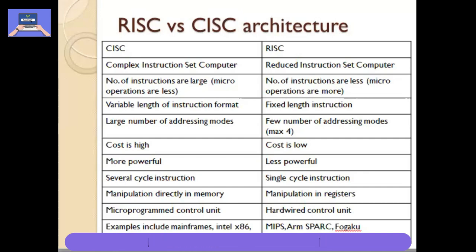In CISC the length of the instruction format is variable, because there is a large set of instructions, so all instructions cannot be of a fixed length. In RISC, the instruction length has a fixed size. CISC has a large number of addressing modes, and in RISC there are few addressing modes, a maximum of 4. In CISC computers the cost is high, and in RISC the cost is low.